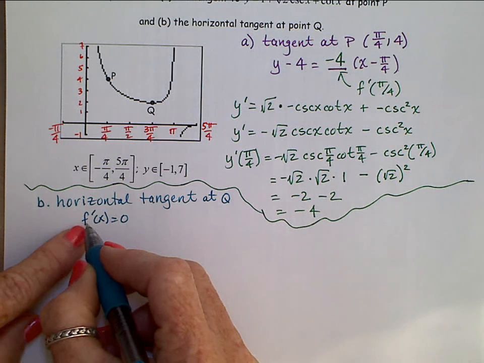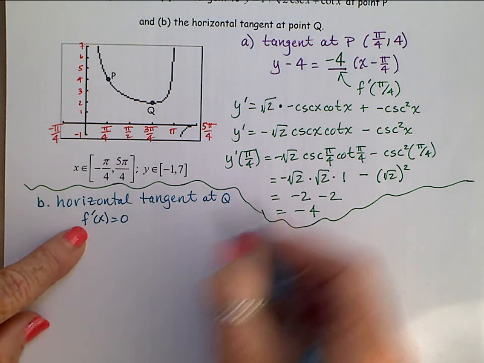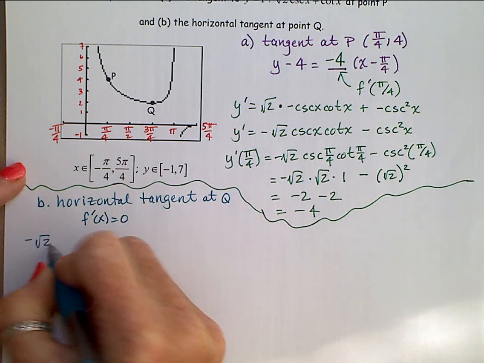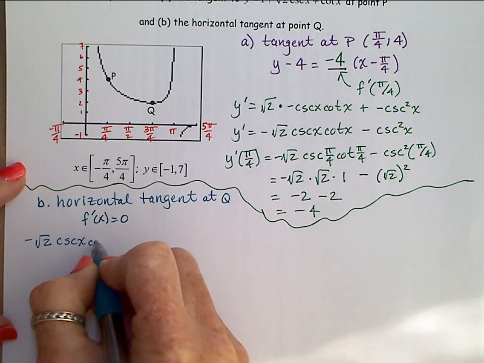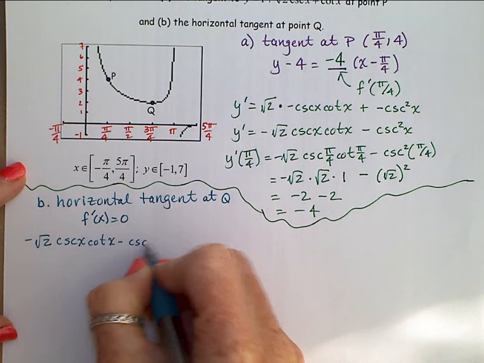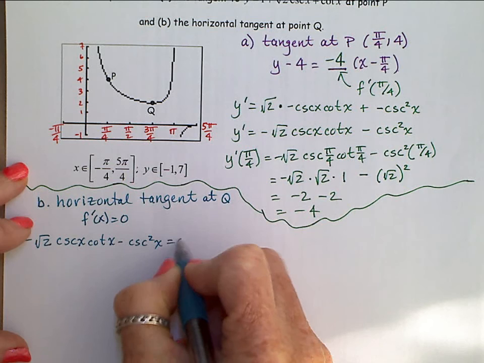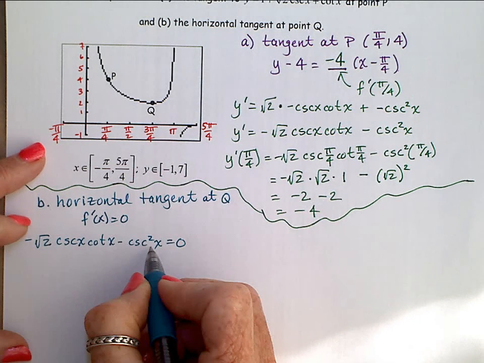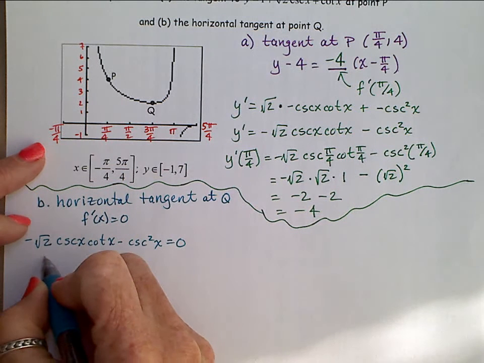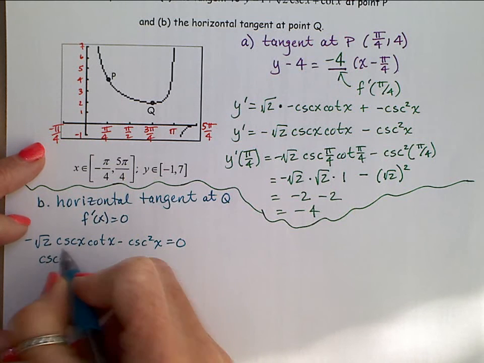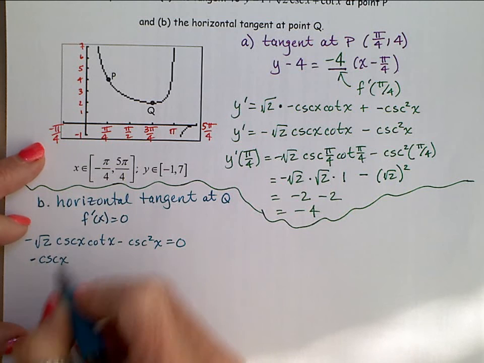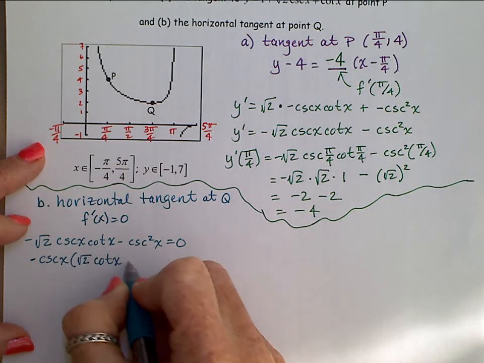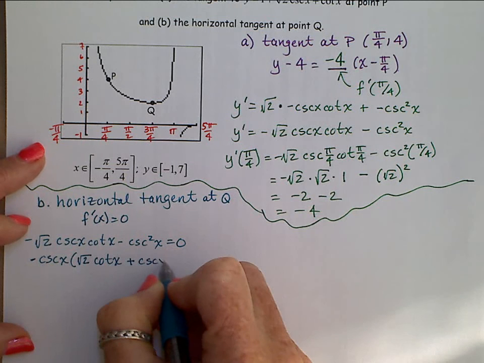So we'll set f prime of x equal to 0. So right here, there's f prime: negative square root 2 cosecant x cotangent x minus cosecant squared. Set that equal to 0. Remembering your pre-calculus, to solve this equation, we'll have to factor out a cosecant. Oh, and since both are negative, let's factor out a negative cosecant. That'll leave us with square root 2 cotangent x plus cosecant x equals 0.